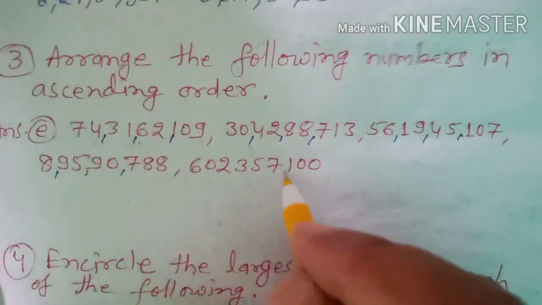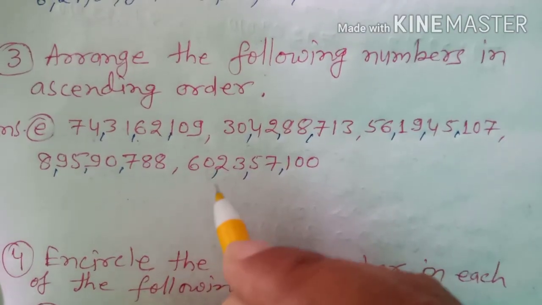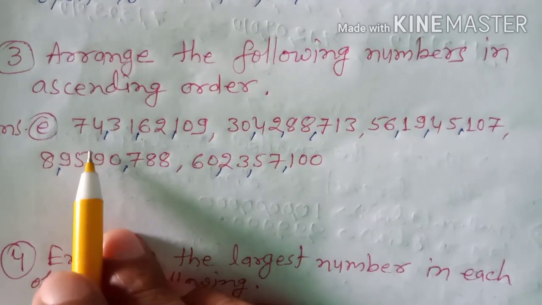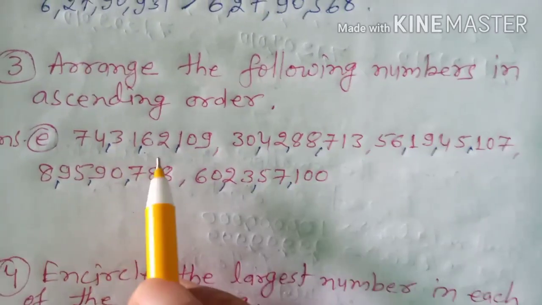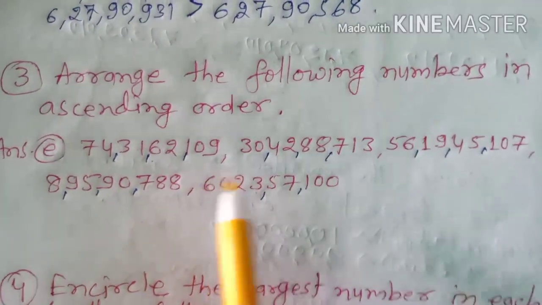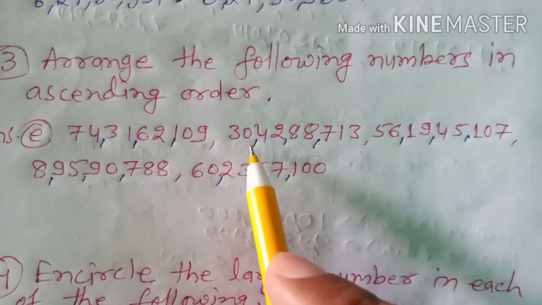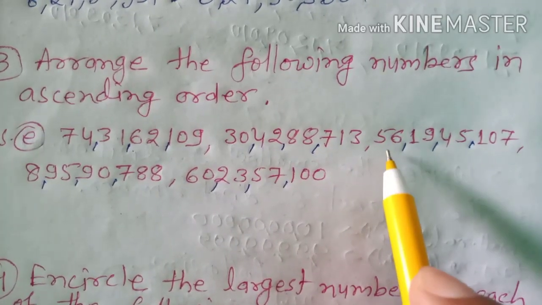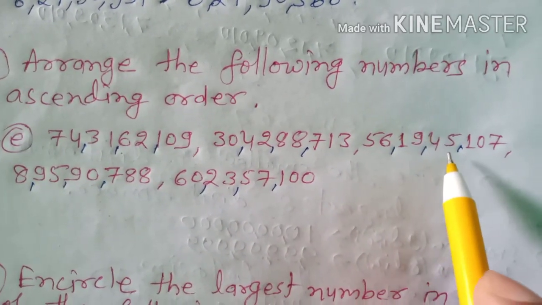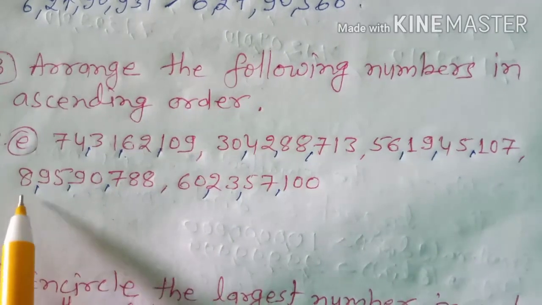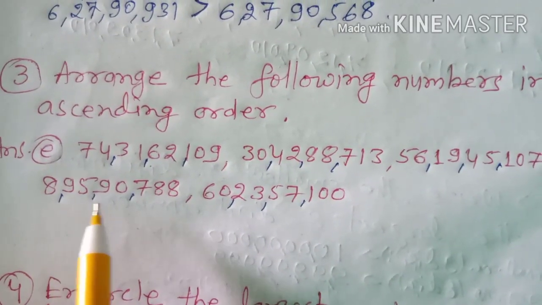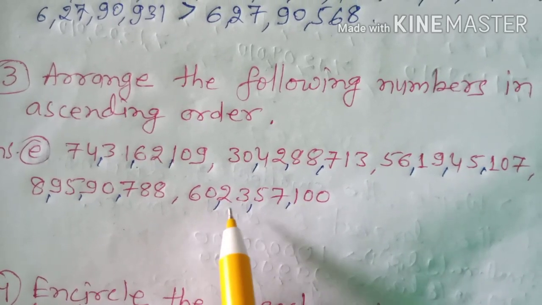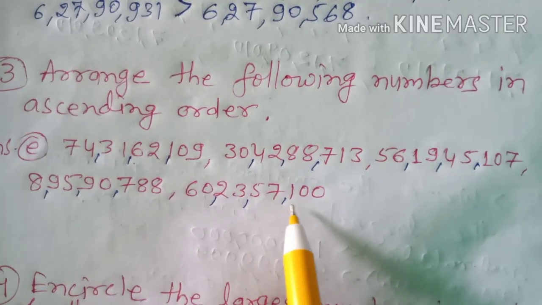And we are putting commas here. Now see, this number is 74 crore 31 lakh 62,109. This number is 30 crore 42 lakh 88,713. This number is 56 crore 19 lakh 45,107. This number is 8 crore 95 lakh 90,788. And this number is 60 crore 23 lakh 57,100.